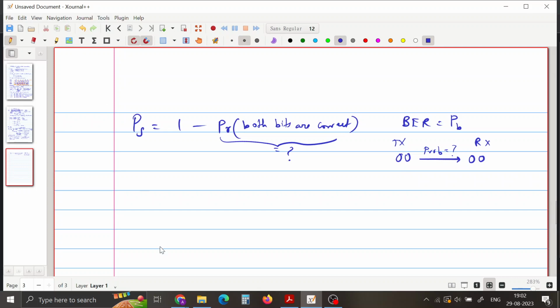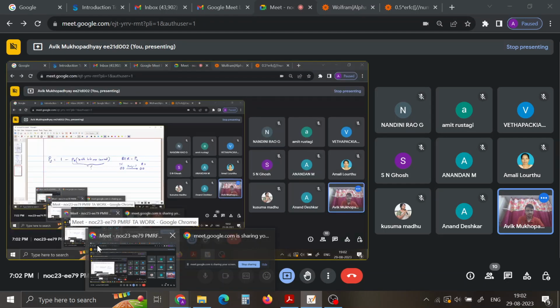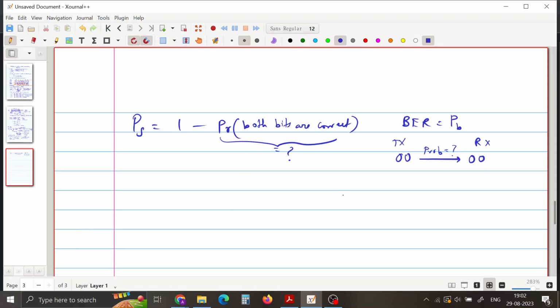Is my question clear to you? I'm asking, what's the probability that there is perfect transmission? There is no error in any of the bits. Both the bits are correctly transmitted. Let's say 0 0 is transmitted, 0 0 is received. So what is that probability with which this happens? Probability that both bits are correct. If the probability of 1 bit error is PB, then with what probability does this happen?